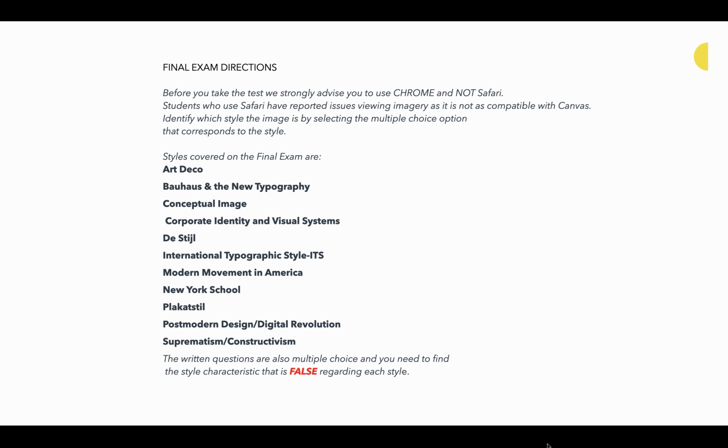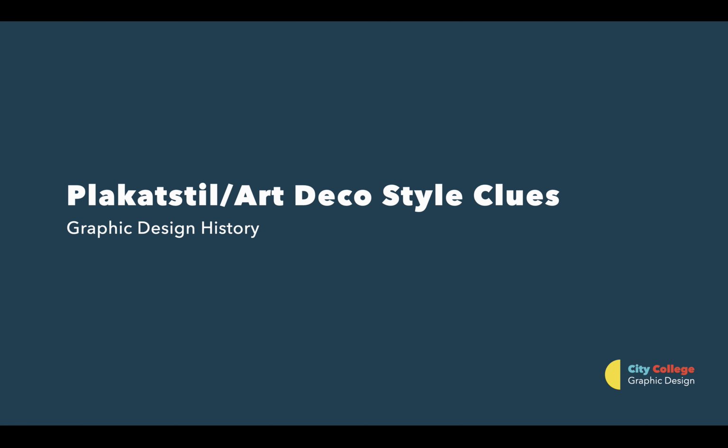Same goes with suprematism, constructivism. Even though they look different, there'll be one item on the test. So let's start by looking at the style clues for Plakatstil and Art Deco.